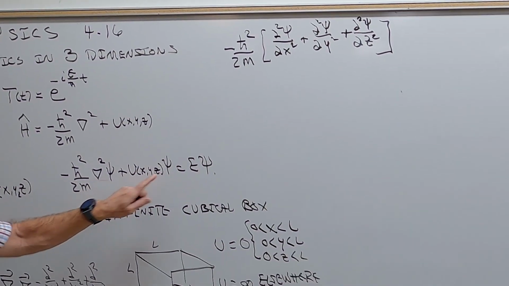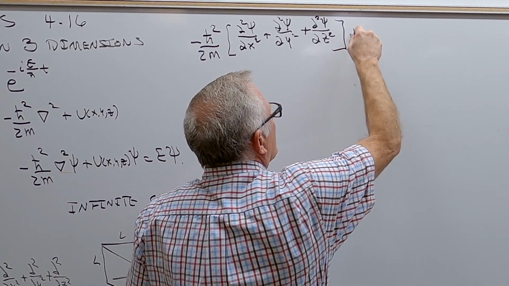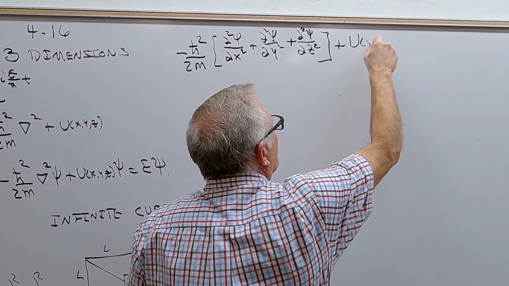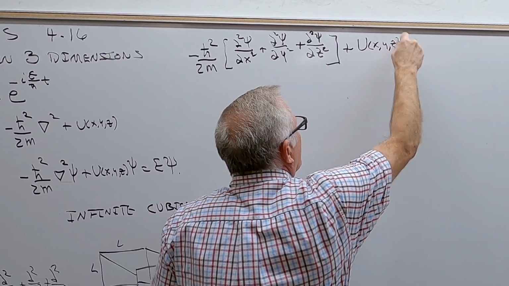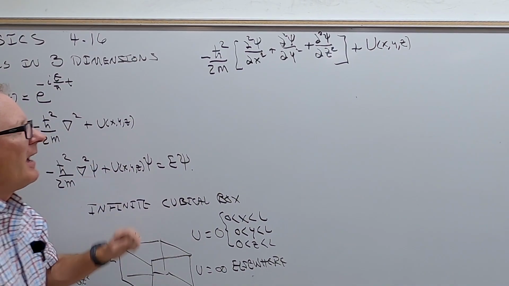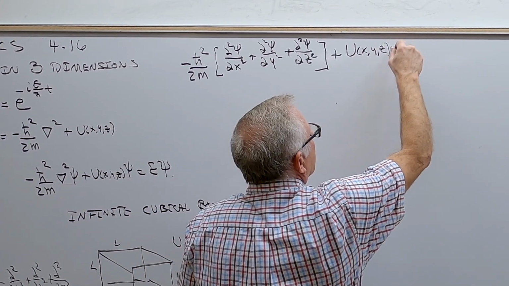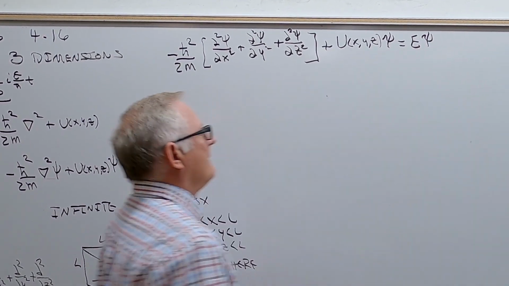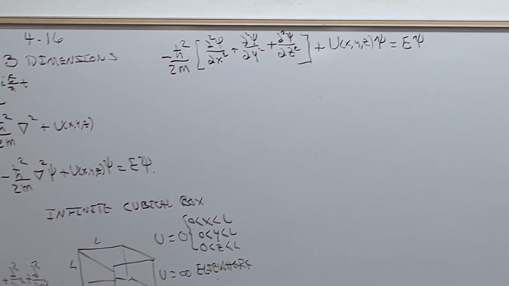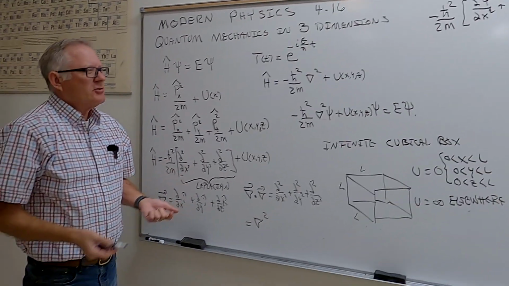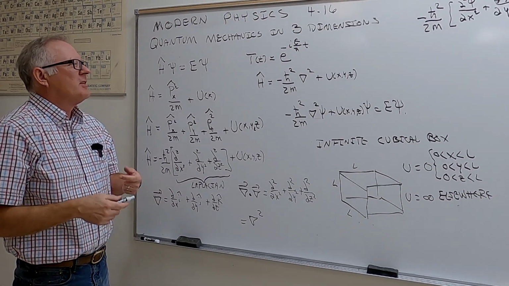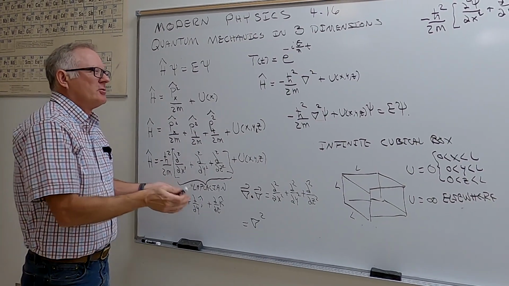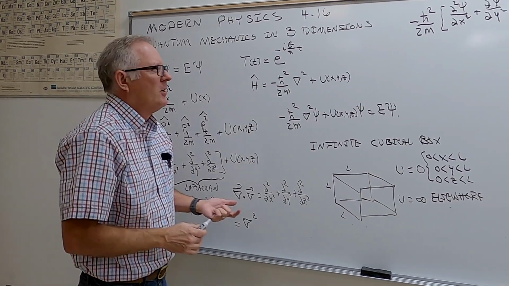Okay, plus u, which is a function of x, y, z, psi equals E psi. That's what we want to solve. Again, this is a partial differential equation. We'll solve it the same way we solved that partial differential equation last time.